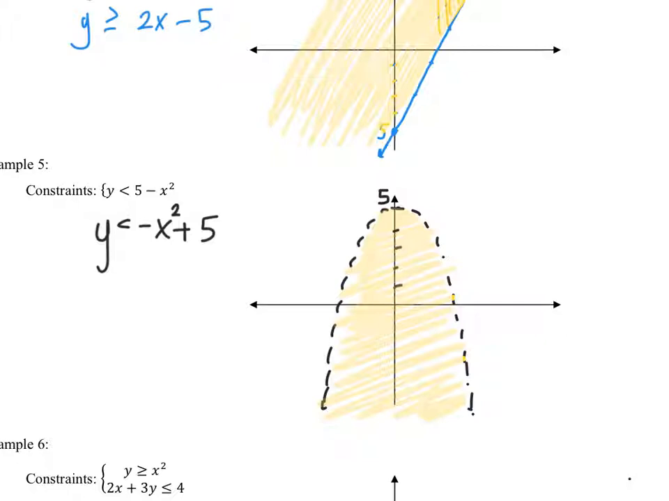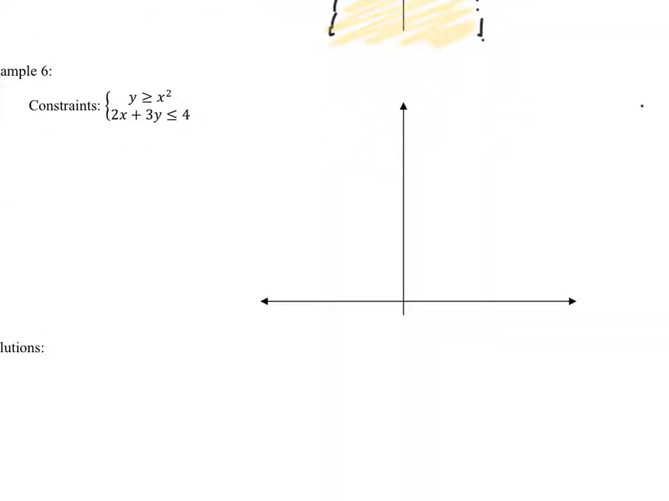Now the line is not ready to be graphed yet. So for my line, I'm going to need to get y by itself. 3y less than or equal to negative 2x plus 4. Right, and then we divide by 3. So y less than or equal to negative 2/3 x plus 4/3.